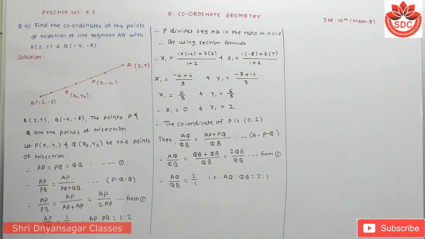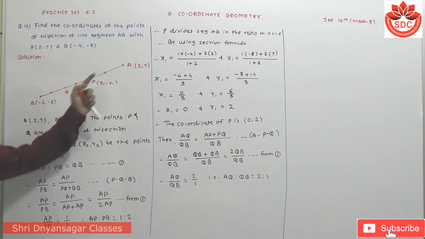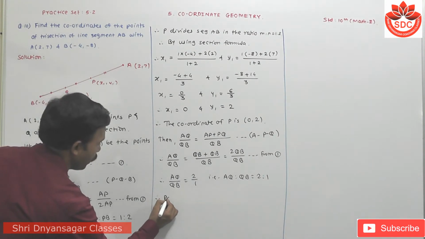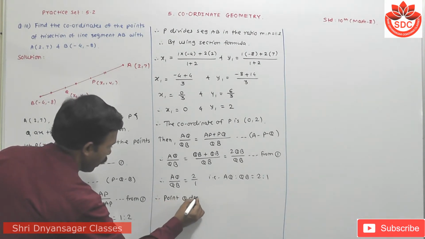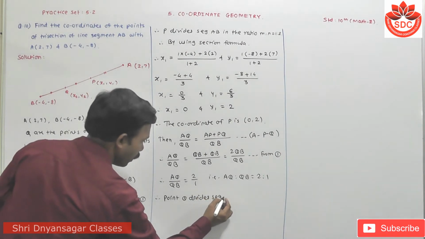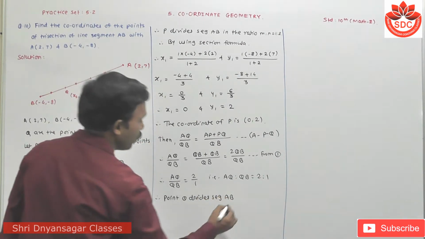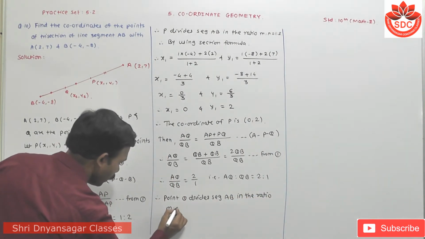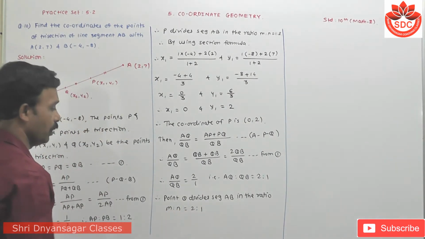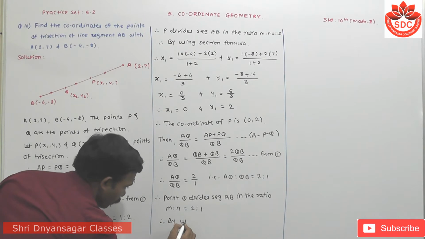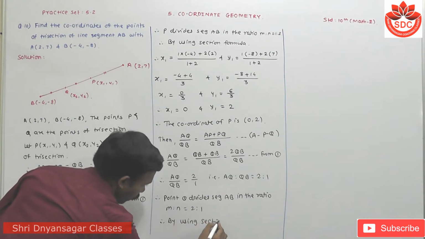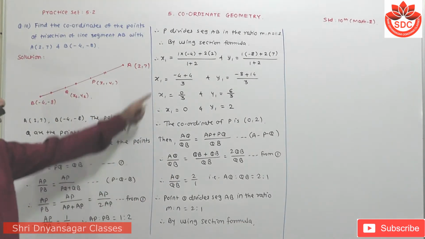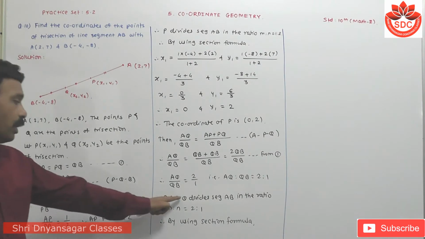Student, again I have to write here: therefore the point Q divides the segment AB in the ratio m as to n is equal to 2 as to 1. Therefore, by using the section formula, again I have to directly use this formula. Similarly, this way, now we have to find out the coordinates of point Q.